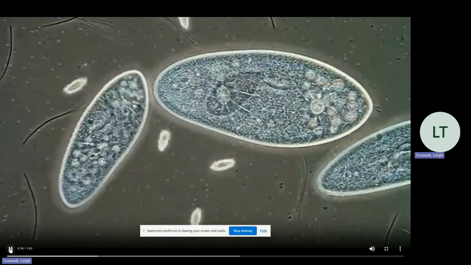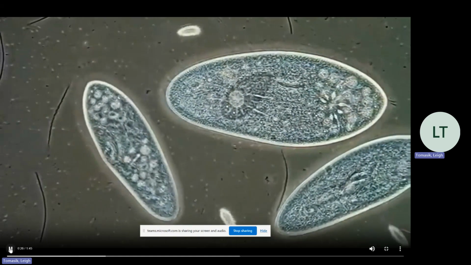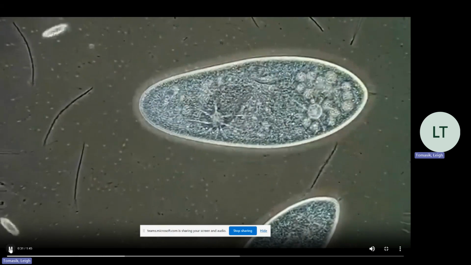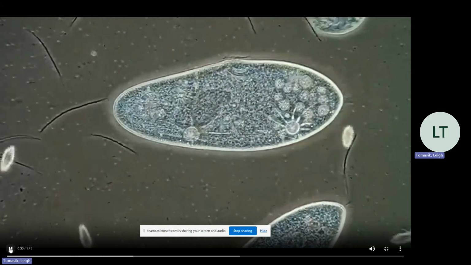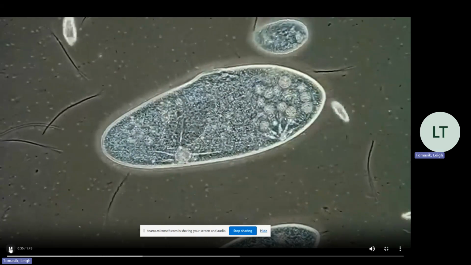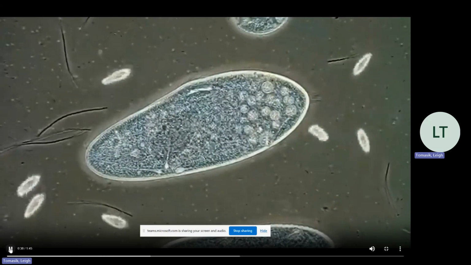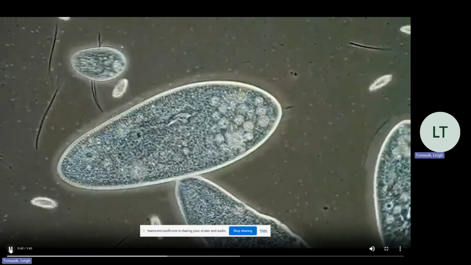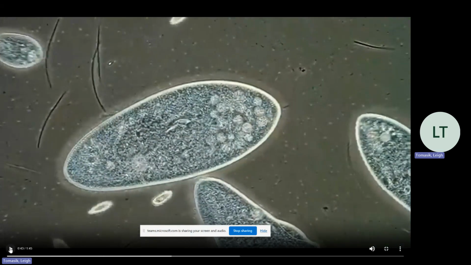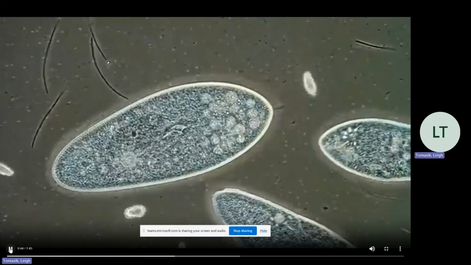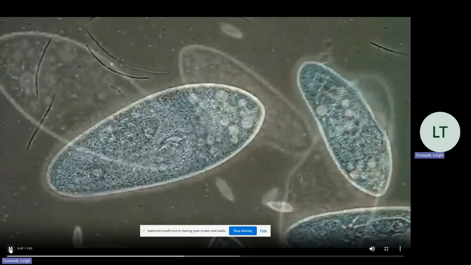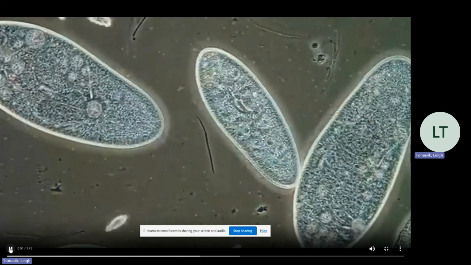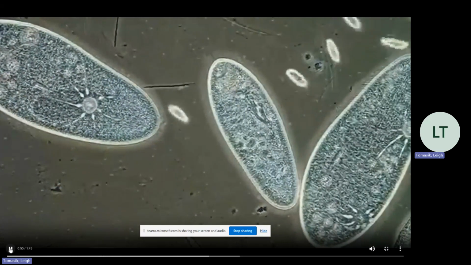That's called a contractile vacuole, and that pumps water in and out of the paramecium so that it doesn't explode due to being in a hypotonic environment, right? So water will rush into the cell because there's more stuff inside the paramecium than outside in the water. And in order to maintain homeostasis and not explode, those little sun-shaped contractile vacuoles pump the water back out.